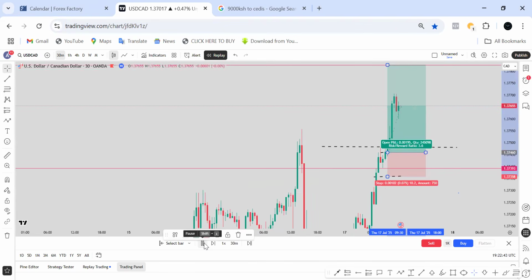You get it? Yeah, so you need to understand your risks, okay? Understand your entry rules. You get it? Understand your entry rules.